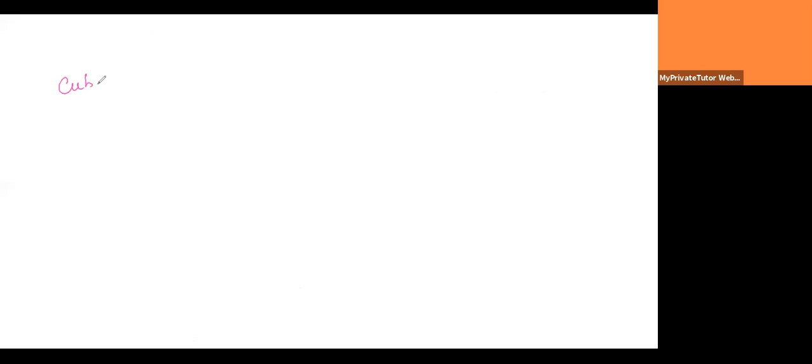Cube roots. How do we represent cube roots? You know the square root, this is the square root. In a square root there is a 2 in it, but generally we won't write it. That's why it is a square root. How does the cube root look like? This is the cube root, and we'll have a 3.